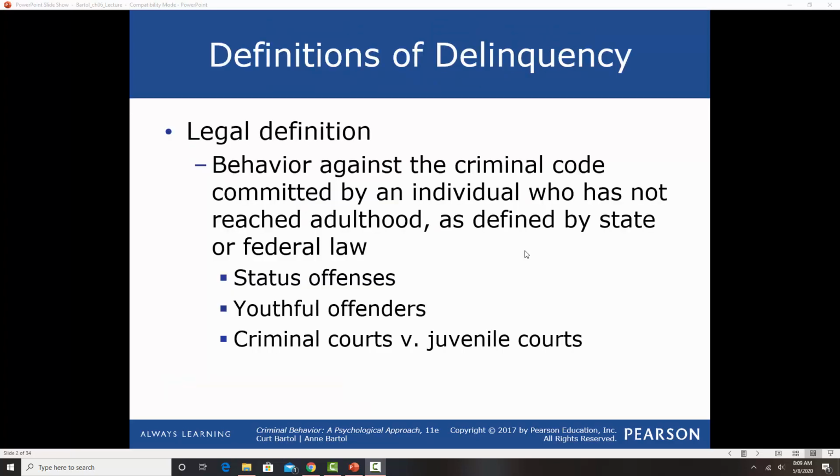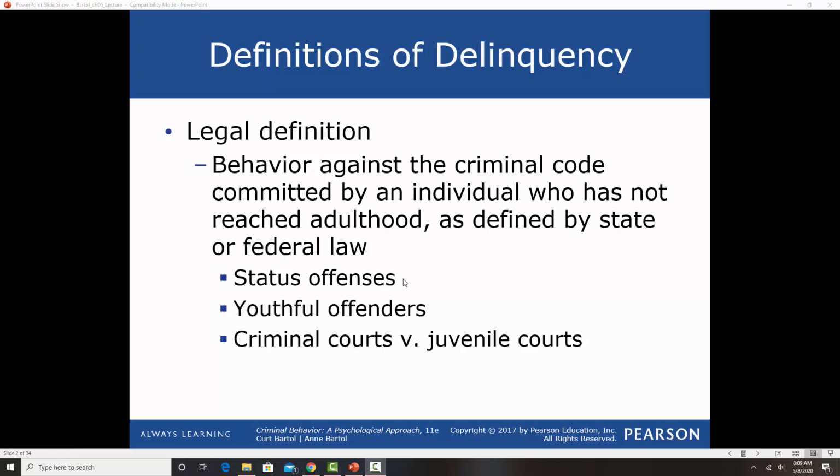So when we talk about juvenile delinquency, we're talking about behavior against the criminal code by an individual who has not reached adulthood. And so that is defined as 18 here in the United States. But delinquency goes beyond that. There are behaviors that are not against the criminal code for people of legal age, which are prohibited for juveniles, and those are called status offenses. Remember, we talked about status offenses back in chapter 1.